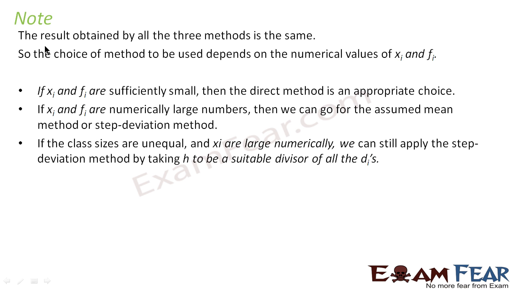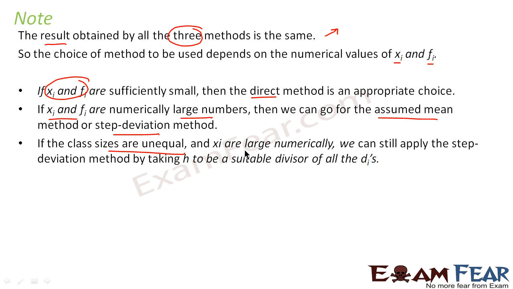So here is a note, please understand this. The result obtained from all these three methods discussed just now is all the same. You take a data set, you use any method, you will get the same result. So the choice depends on the values of xi and fi. If xi and fi are very small, then the direct method is okay. If xi and fi are very large, then we go for assume mean or step deviation. This is something we have to decide based on whether it is large or very large.